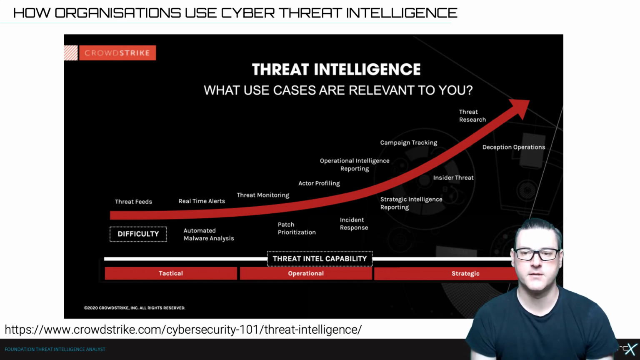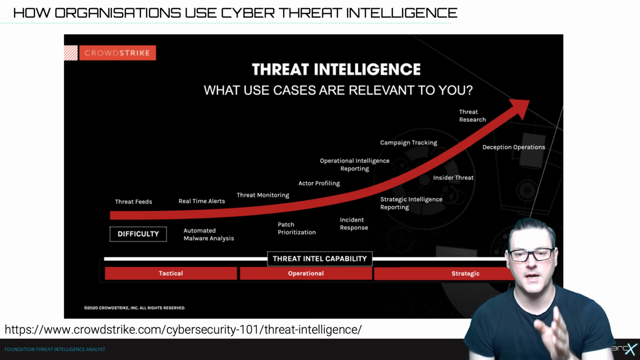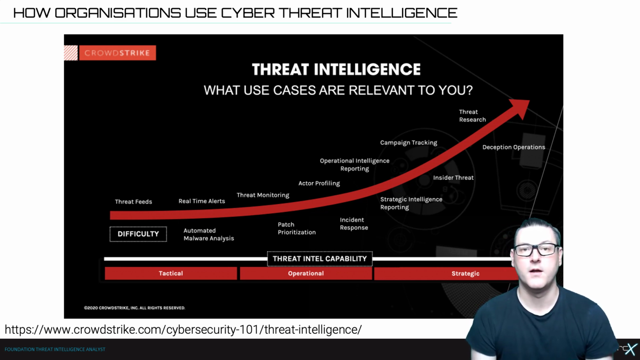They've also added this arrow in where they're saying that threat research is more difficult than creating a threat feed. I'm not necessarily sure I agree with the arrow, but I do agree with the allocation of the different types of intelligence products at the different types of levels. So are threat feeds useful at the tactical level? Absolutely they are. Are they useful at strategic level? Not so much. Actually, what would a board member do with 10,000 different data points?